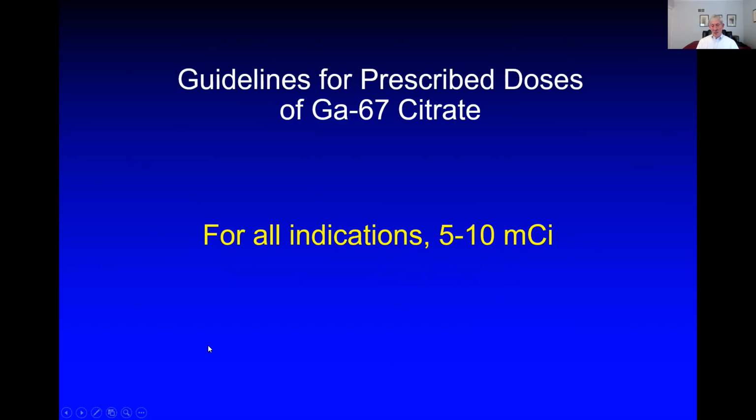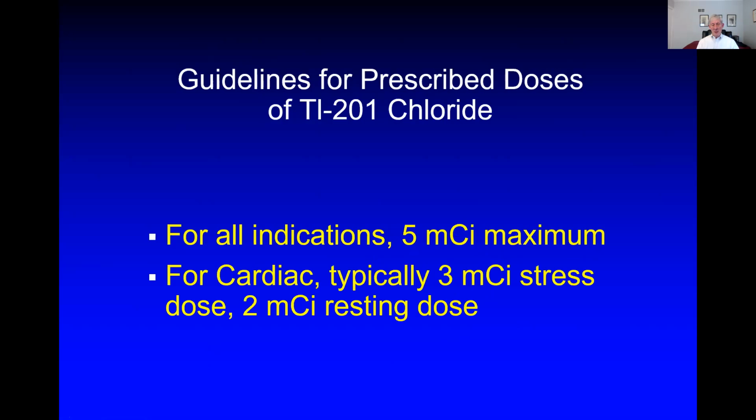Secondly, for gallium, this is less important. We don't use it too often anymore. But for gallium, for all indications, it's going to be 5 to 10. People use more gallium for certain things and less for others, but it'll always be in the range of 5 to 10. For thallium, and again, we don't use this too much anymore, but for all indications, there is a maximum limit of 5 millicuries. And here's where that limit came into play. Back in the day when we were using thallium for cardiac imaging with both stress and rest, we would do a 3 millicurie stress dose and then let the patient cool off for a few hours.